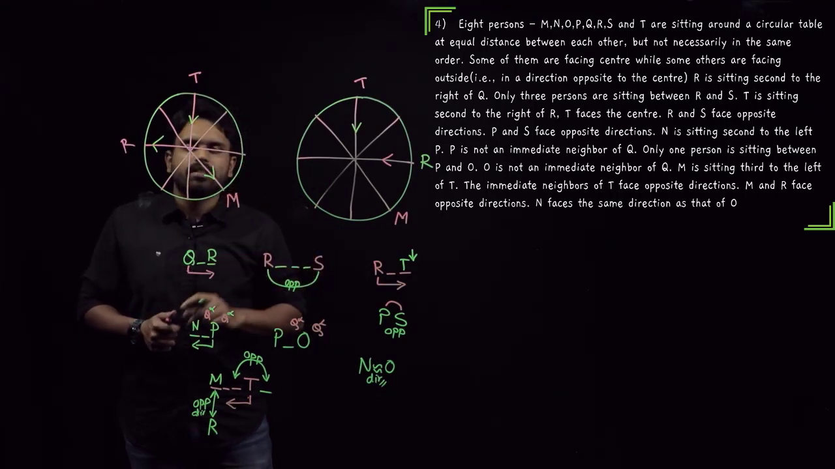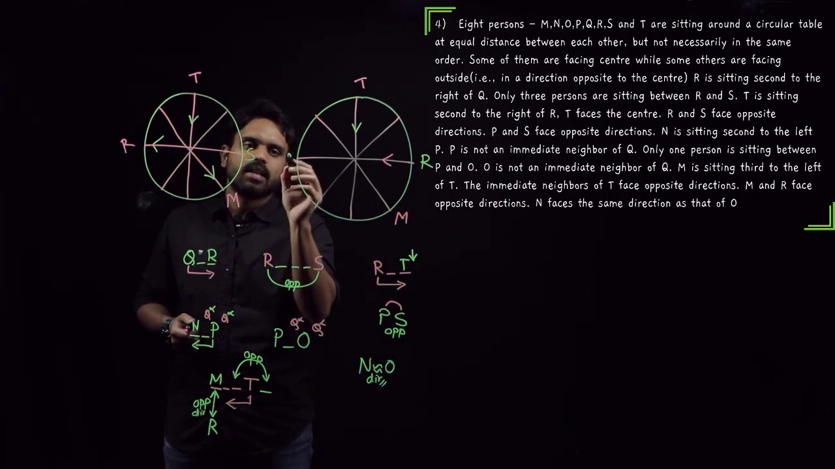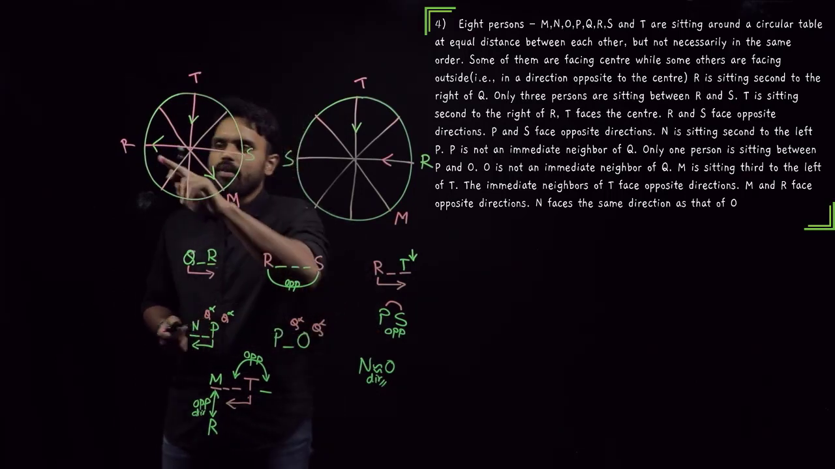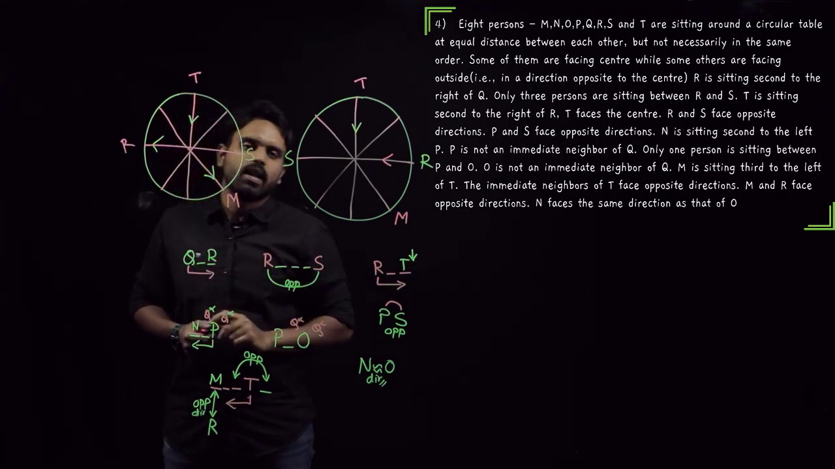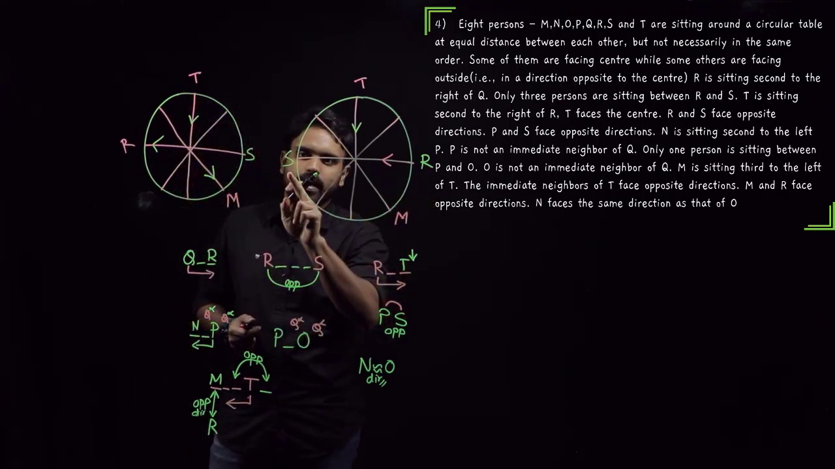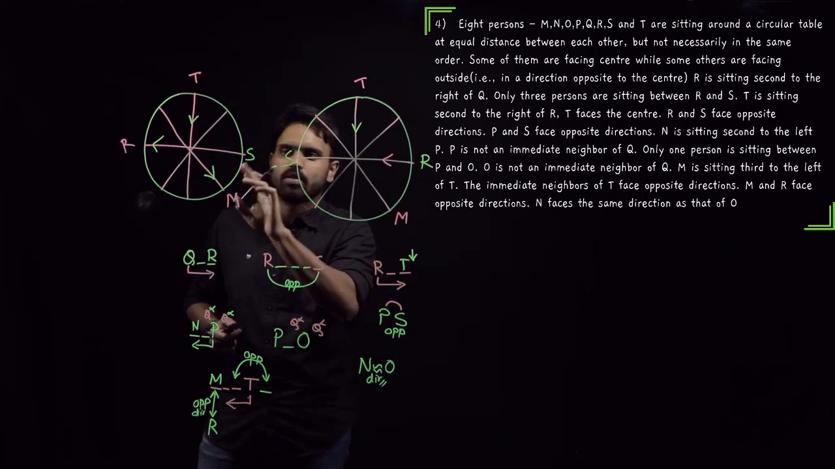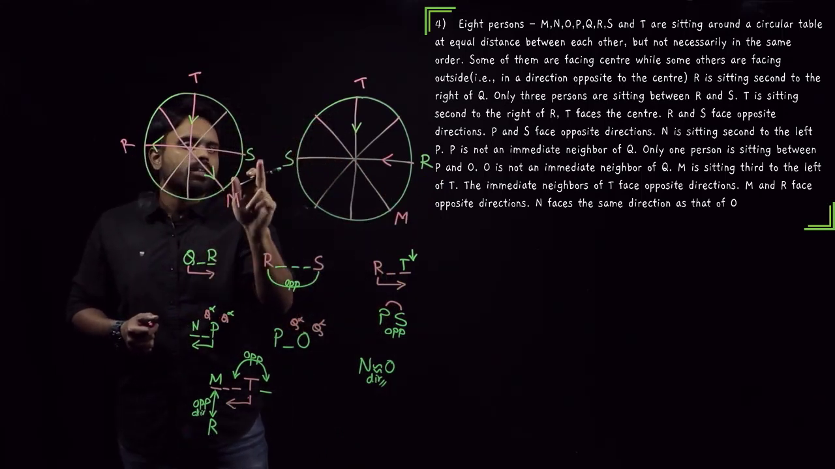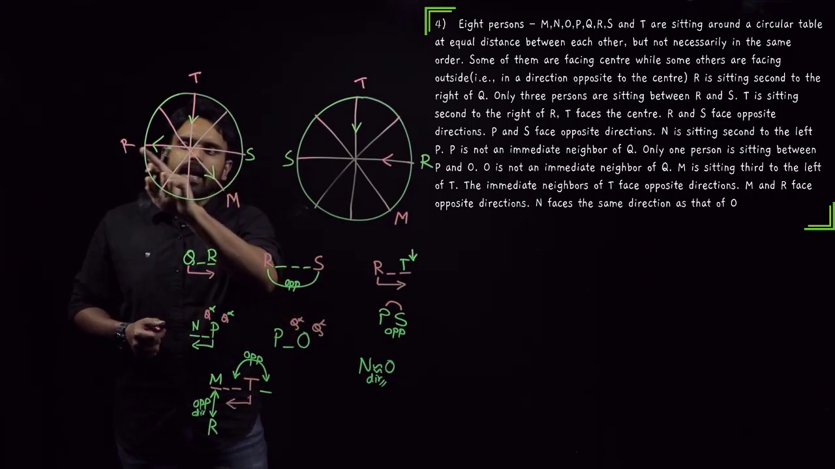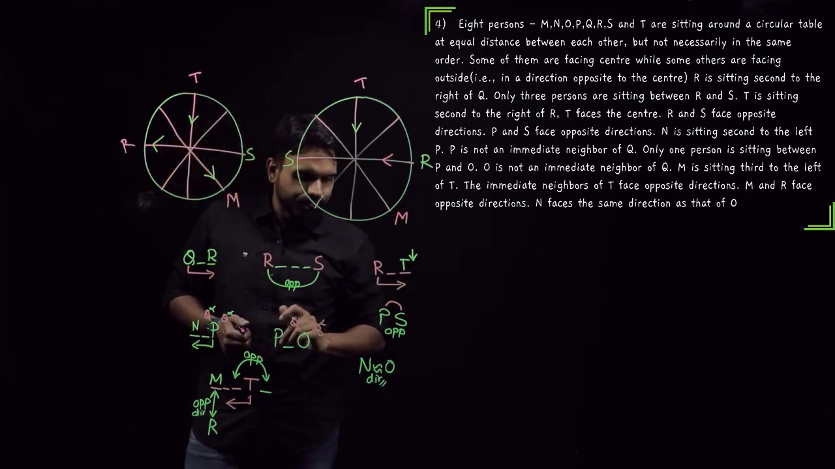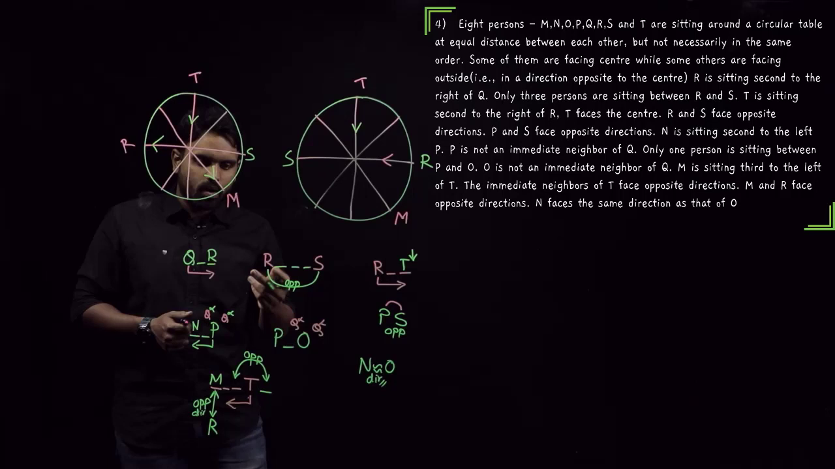Between R and S, there are three people. Without thinking, I can write R here and S here. Why? Whichever way you count, 1, 2, 3 or from below, 1, 2, 3, S will come exactly in the opposite direction. So I have written directly 3 people between R and S, with S placed oppositely here. Now, let's see the next statement, what we can fit in here.